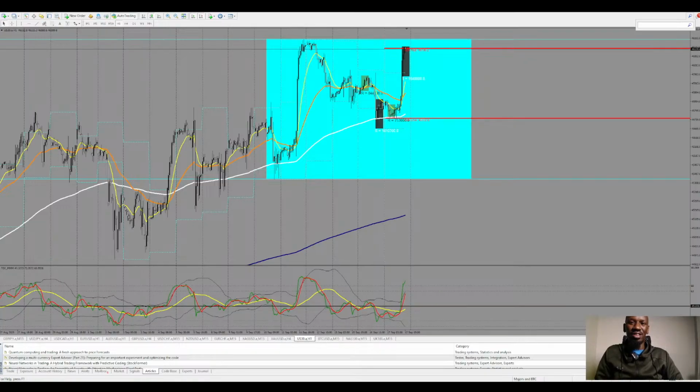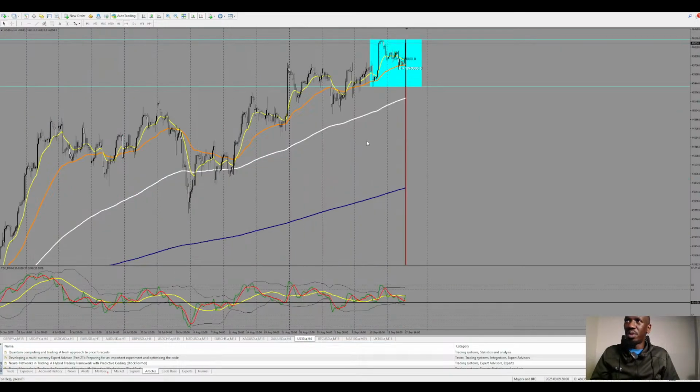So the US30 is popularly known as the Dow Jones. So we do together a walkthrough of the Dow Jones, and I get to show you what I usually look at when I'm trading. Right, so open MetaTrader 4.